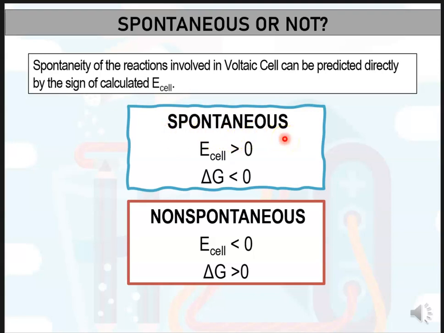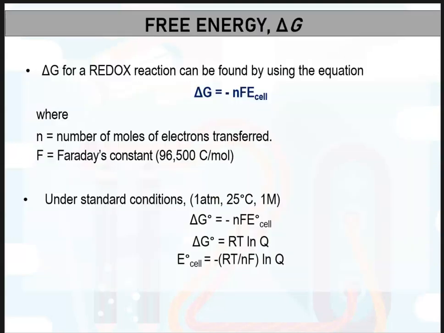Spontaneous reaction happens when the E cell is bigger than 0 and the delta G is smaller than 0. But the reaction is non-spontaneous if the E cell is smaller than 0, that is negative, and the delta G is bigger than 0. It is opposite between E cell and delta G. Okay, so let's look at how to determine the delta G. E cell, we already know how to calculate the E cell. Now we look at the way to determine the delta G.